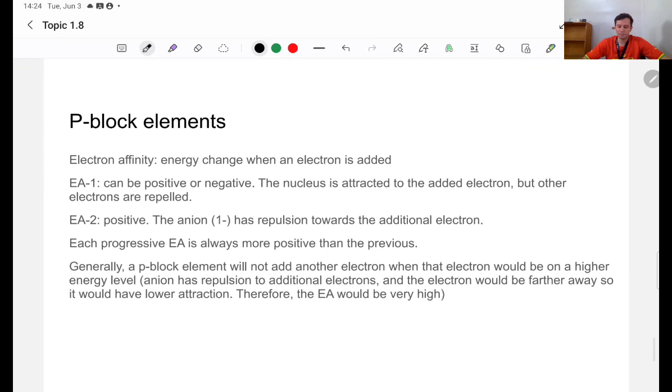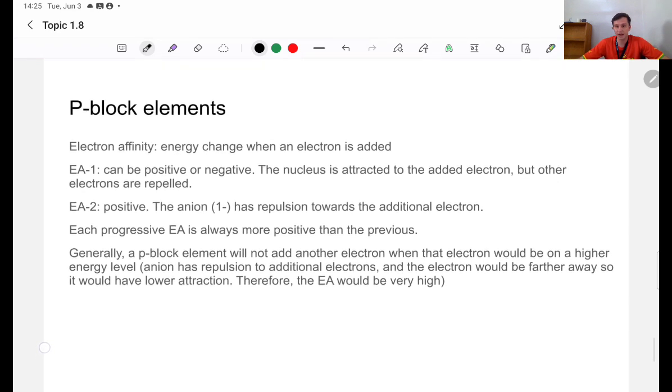And generally, a p block element will not add another electron when that electron would be on a higher energy level. And this makes sense. It's kind of the opposite reasoning of what we've already said. An anion has repulsion to additional electrons, and the electron would be further away, so it's going to be farther away from the nucleus, so it would have lower attraction. Okay? So it would take a lot of energy to add it, because the atom will have a negative charge, and that electron will be further away from the nucleus, so there's less attraction between it and the nucleus to make up for the repulsion happening between the electrons. And therefore, the electron affinity value would be very high, as in positive.